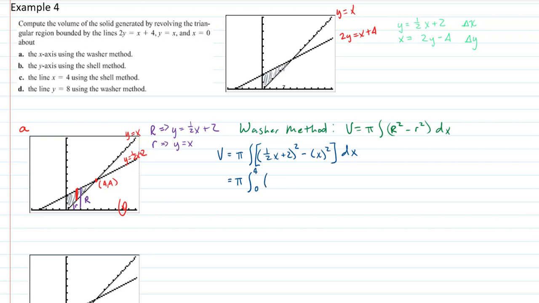And then when I FOIL this out, that's going to give me 1/4. I tell you what, let's do scratch work over here. I have 1/2 x plus 2 times 1/2 x plus 2. So that's going to give us 1/4 x squared. And then when I multiply the inside terms together, that's going to give me x plus another x, so that's plus 2x. And then when I multiply the last terms together, I get 4. That's what I get for this first term, minus x squared. So 1/4 x squared minus x squared gives me a negative 3/4 x squared plus 2x plus 4 dx.